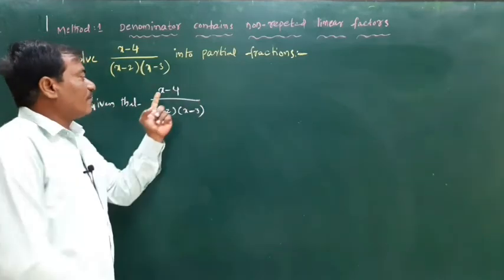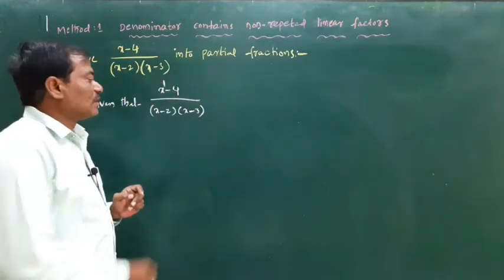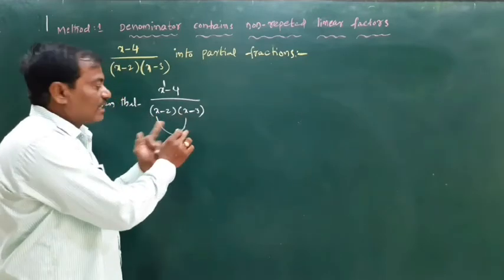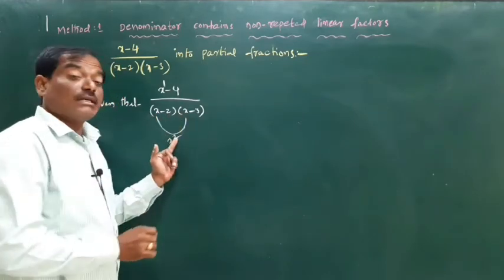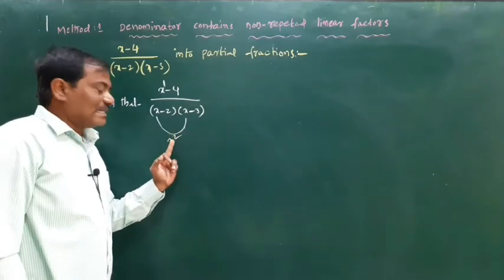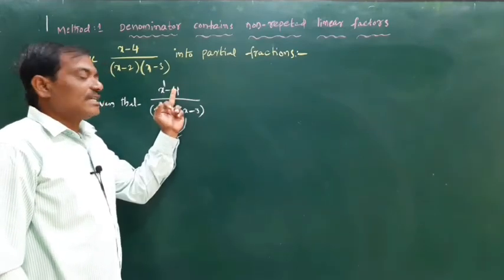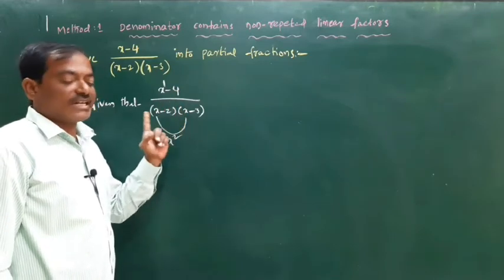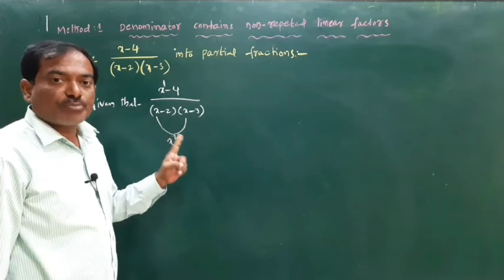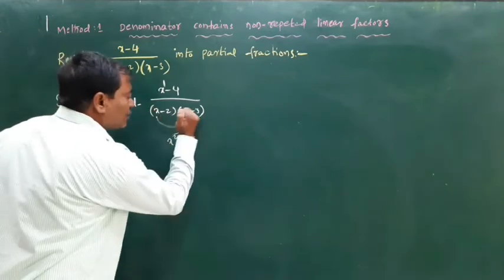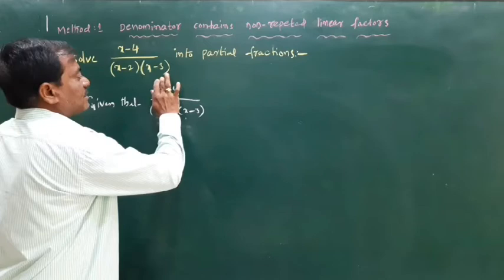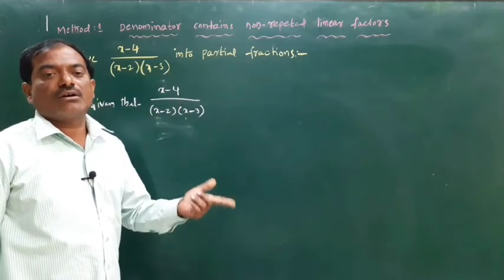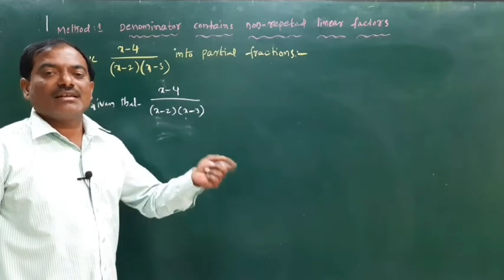So what is the degree of f of x? It is 1. And what is the degree of g of x? After multiplication of these two linear factors, it becomes x square, which means the degree of g of x is 2. Therefore the degree of the numerator is less than the degree of the denominator, so the given rational fraction is a proper fraction. Then check the characteristics of g of x, meaning whether g of x contains repeated factors or non-repeated linear factors.